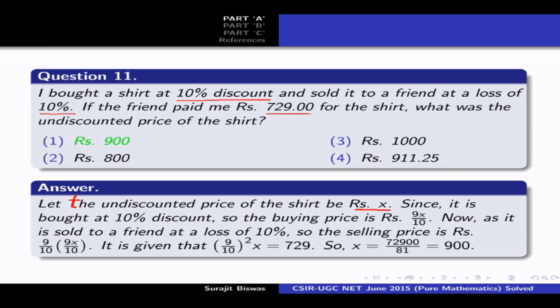Since it is bought at a 10% discount, the buying price would be this. And now, as it is sold to a friend at a 10% loss, the selling price would again be 9 by 10 times 9x by 10, and it is given that this quantity is equal to 729, the amount which the friend paid. Solving this, we get x equal to 900. So this is the correct option.